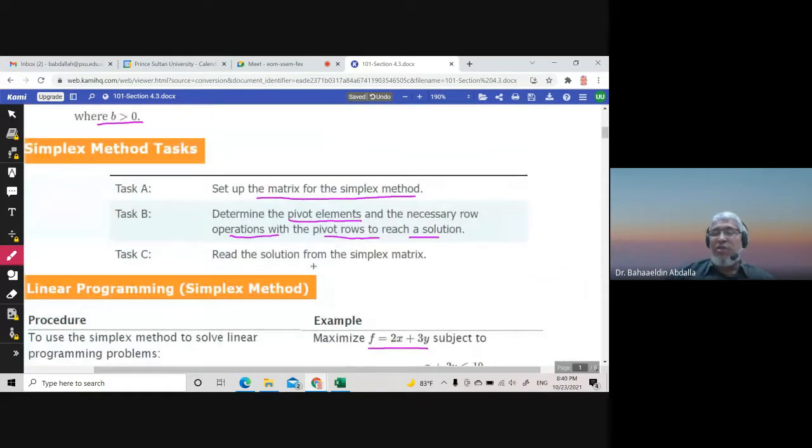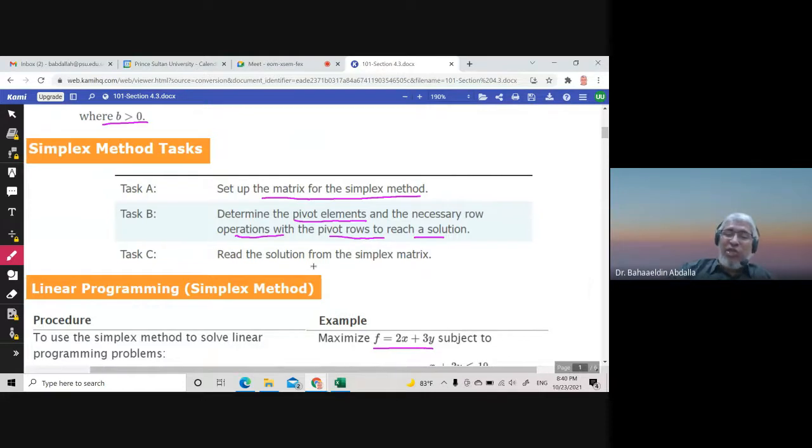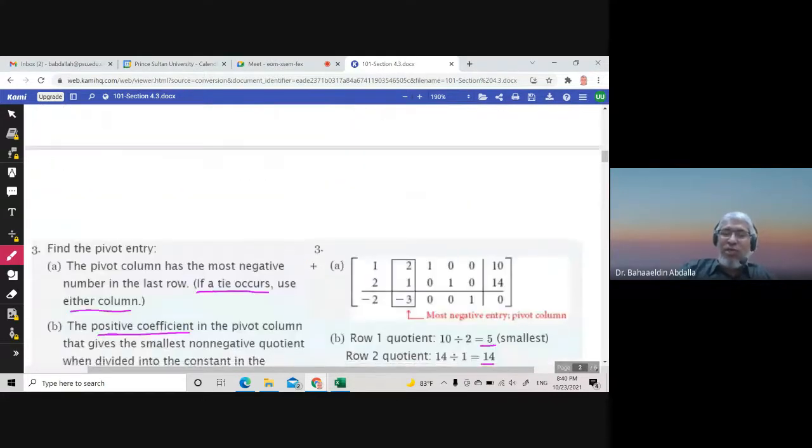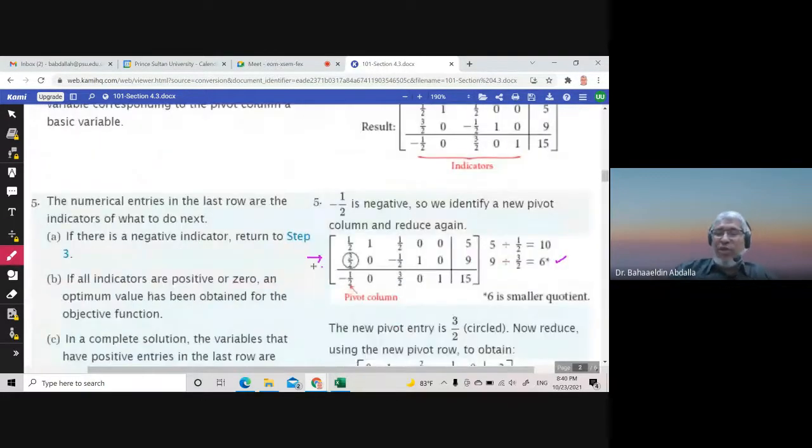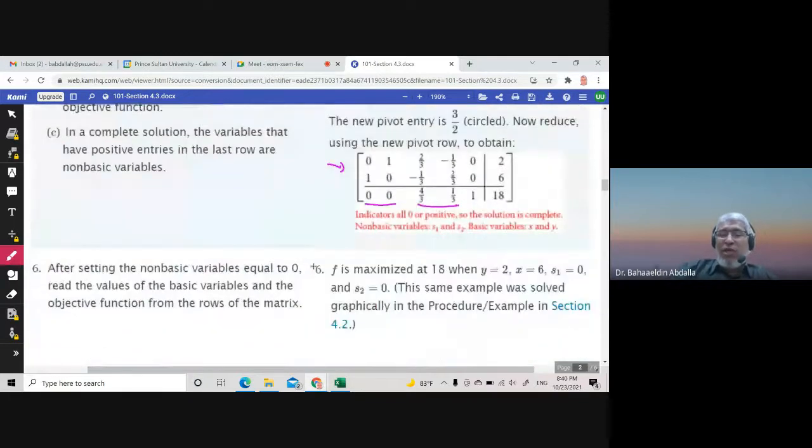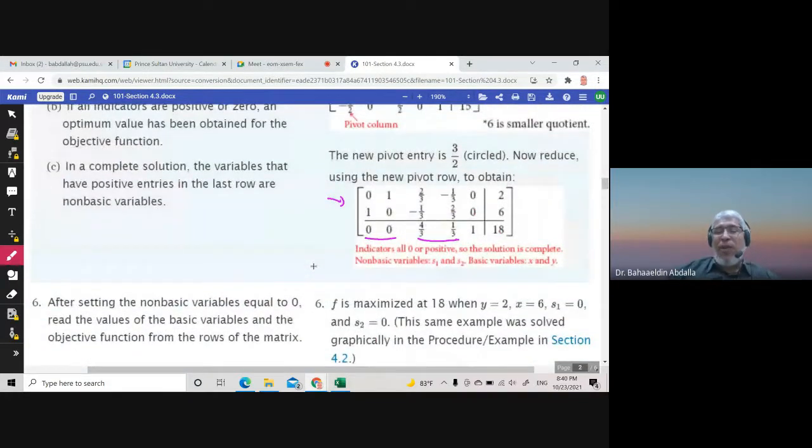Determine the pivot elements, the necessary row operations with the pivot rows to reach a solution. We reach the solution now. And task C, read the solution. Okay, what would be the solution? And the solution would be, if you want, you can write here now the three equations. Now this is x, this is y, this is s1, this is s2, and this is f.